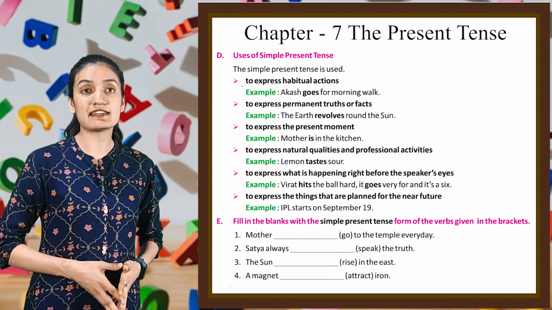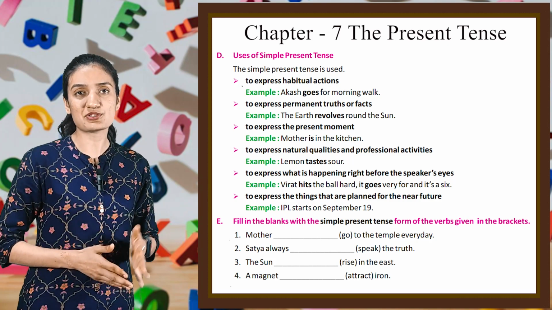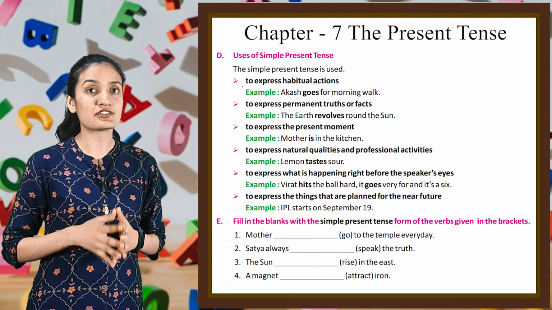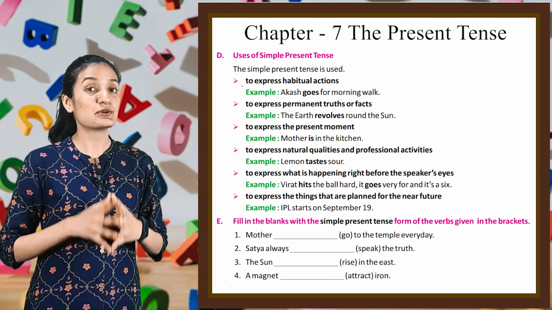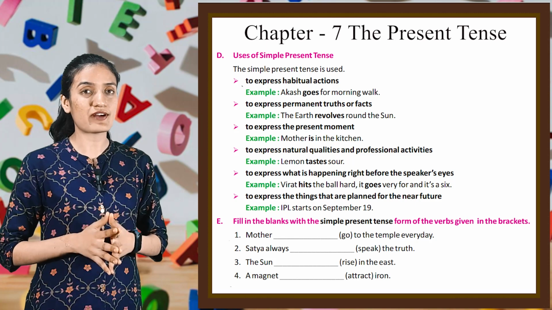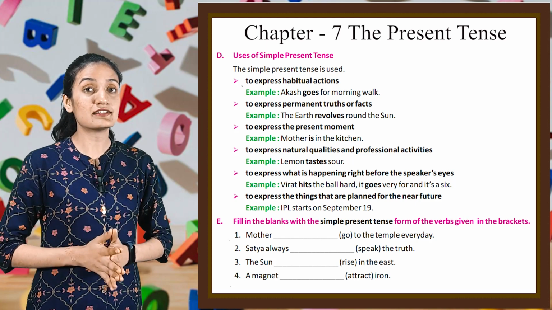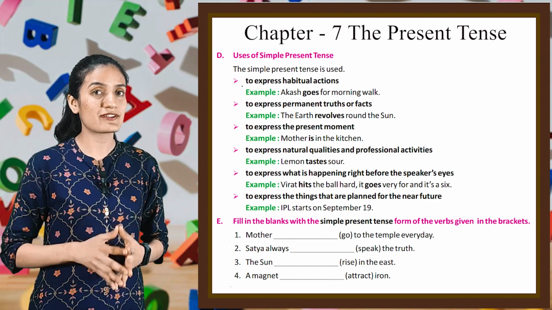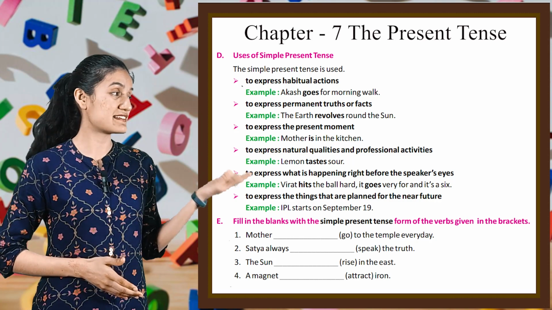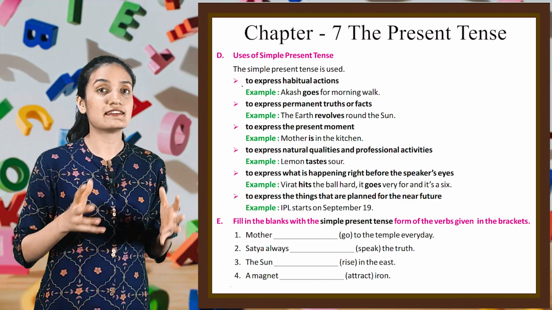The simple present tense is used to express habitual actions. Example, Akash goes for morning walk. To express permanent truths or facts. Example, the earth revolves around the sun. To express the present moment. Example, mother is in the kitchen.